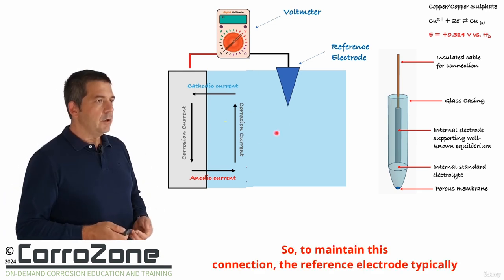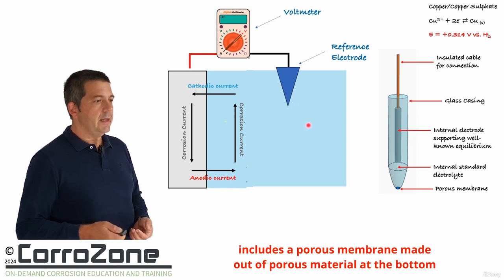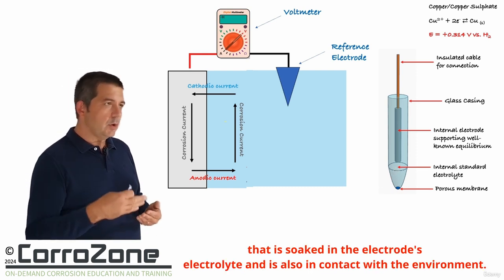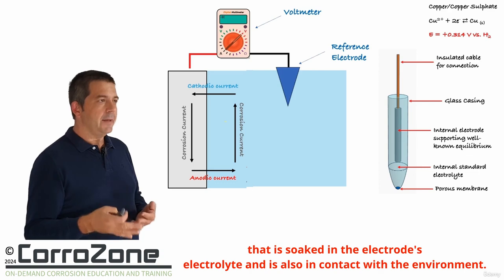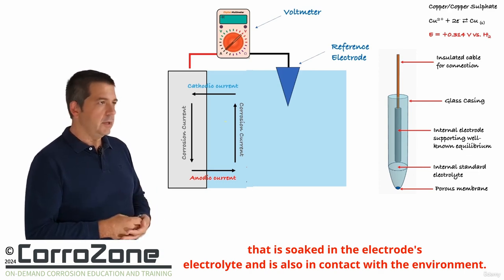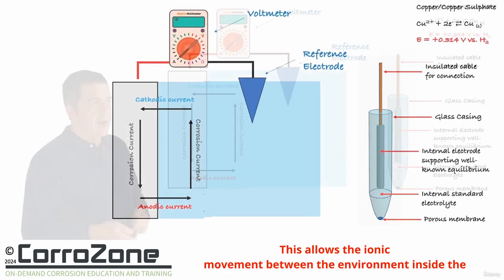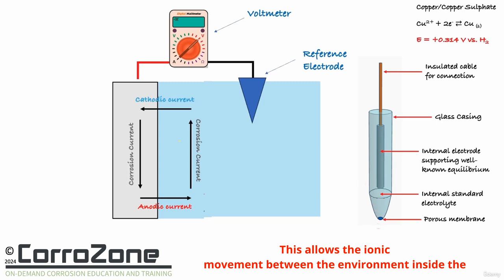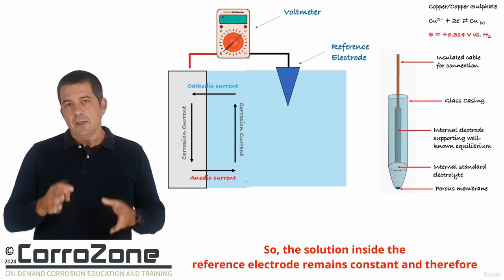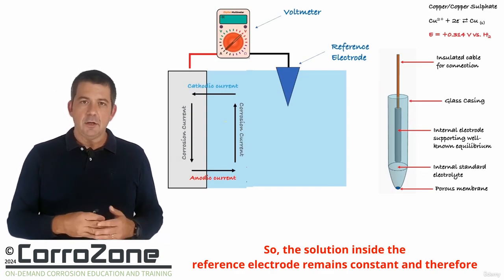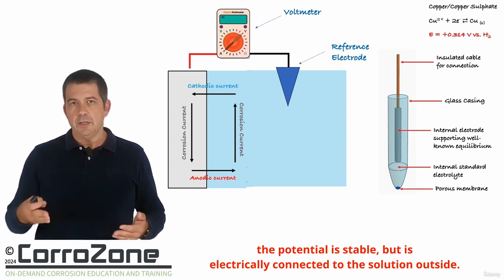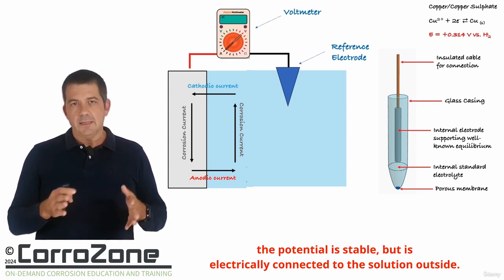So, to maintain this connection, the reference electrode typically includes a porous membrane, made out of porous material, at the bottom that is soaked in the electrode's electrolyte and is also in contact with the environment. This allows the ionic movement between the environment inside the reference electrode and the environment outside the reference electrode. So, the solution inside the reference electrode remains constant and therefore the potential is stable, but is electrically connected to the solution outside.